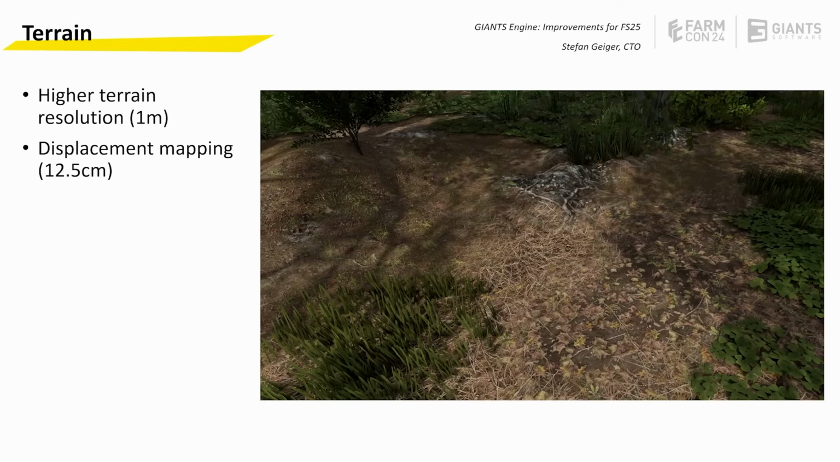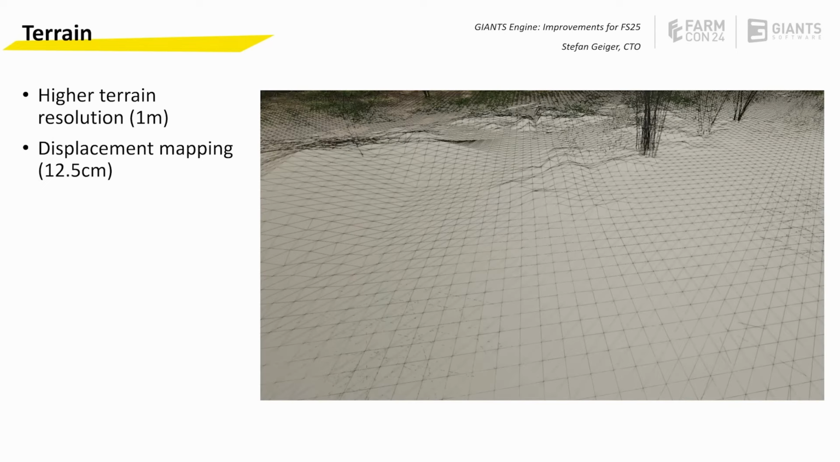Right, now we're moving on to terrain, and we have higher terrain resolution, 1 meter, and displacement mapping, 12.5 centimeters. Now, I'm not really sure what these things mean, but obviously they're going to improve the terrain and make it look better. And this screenshot shows the terrain layout from a developer's point of view.